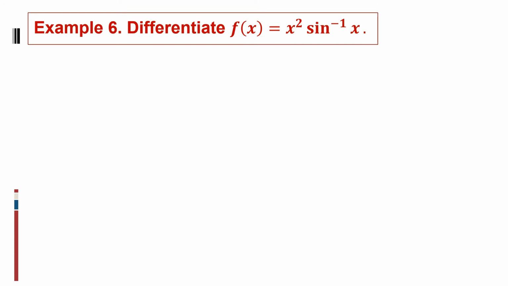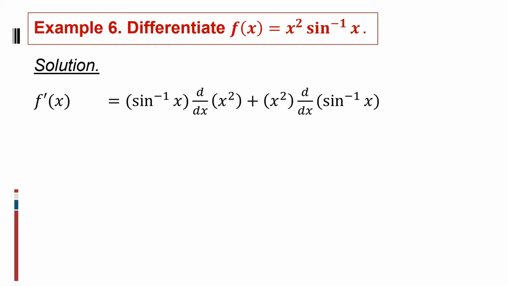Let's differentiate x squared times arc sine of x. So, since we have a product here, so gagamitan natin ng product rule. This is our f and this is our g. So, we have f'g plus g'f. So, f prime is, ito yung f prime natin, times g, ito yung g natin, plus g prime, ito yung g prime natin, and this is our f.